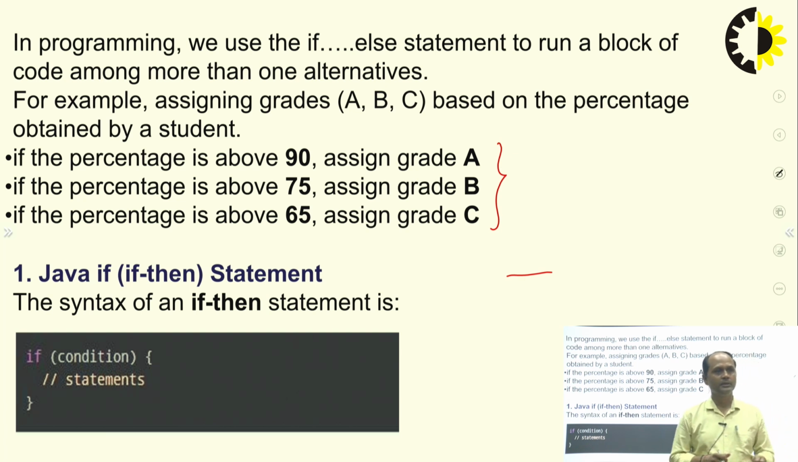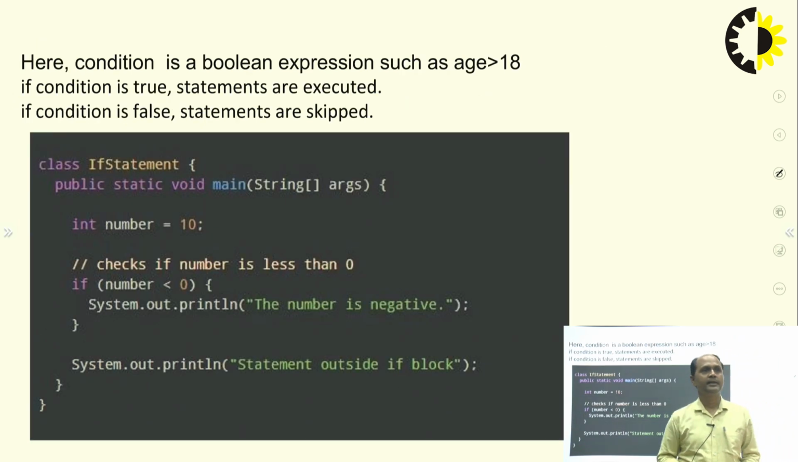This is the basic syntax of the if statement: if, then a condition, then define the statements. Suppose we have a boolean expression, age is greater than 18. If the condition is true, then the statement is executed. If the condition is false, then the statements are skipped.